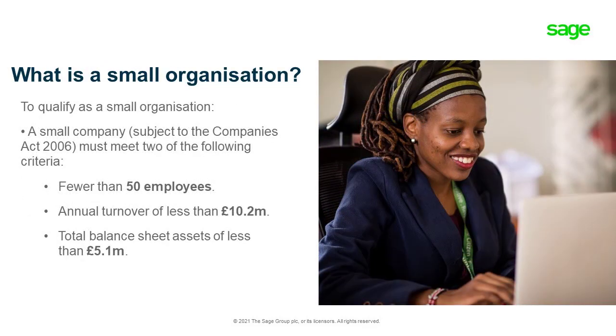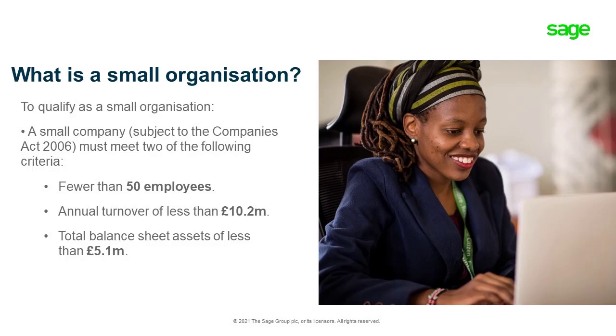But what do we mean by a small organisation? Well, to qualify as a small organisation, a small company, subject to the Companies Act 2006, must meet two of the following criteria: fewer than 50 employees, annual turnover of less than £10.2 million, total balance sheet assets of less than £5.1 million. A simplified test also applies to some clients and considers annual turnover.